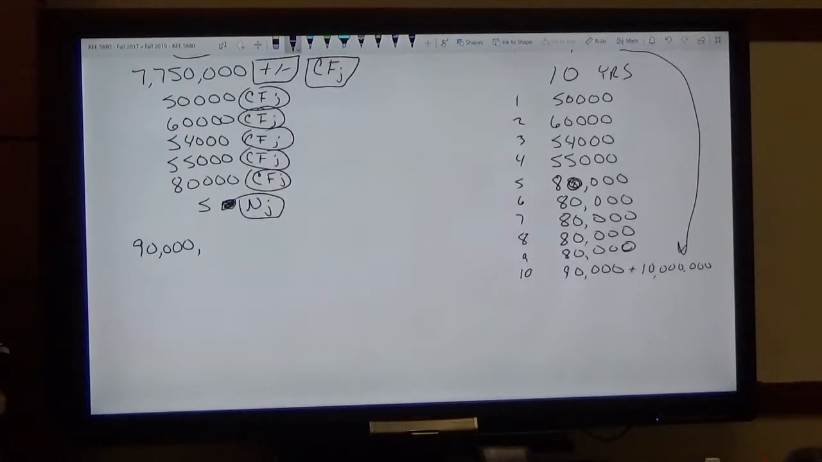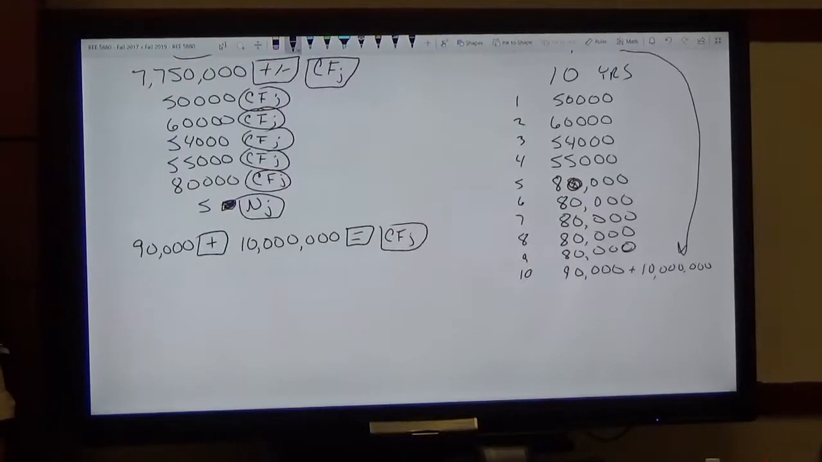Then the final cash flow is going to be 10,090,000. So the final cash flow is 90,000 plus 10 million, equals cash flow sub J. Then to solve for internal rate of return, you're going to hit shift and then the IRR per year, and then you get the answer.